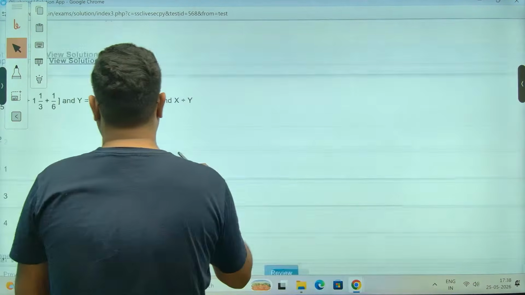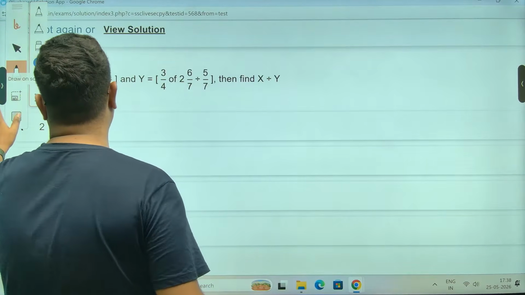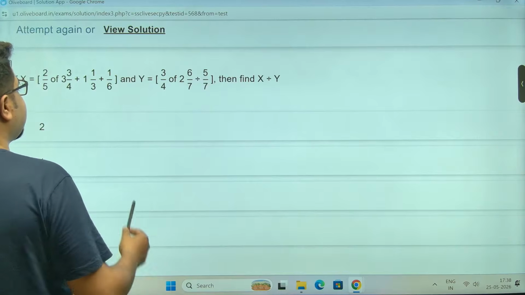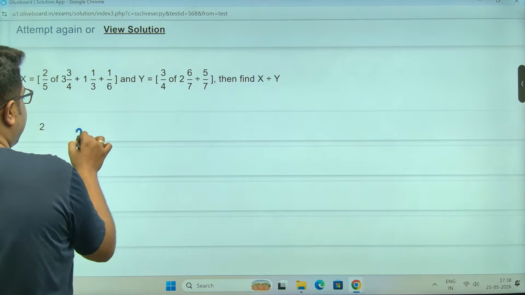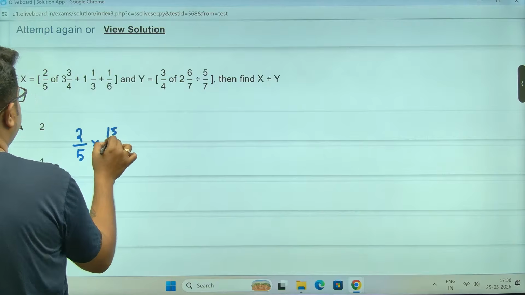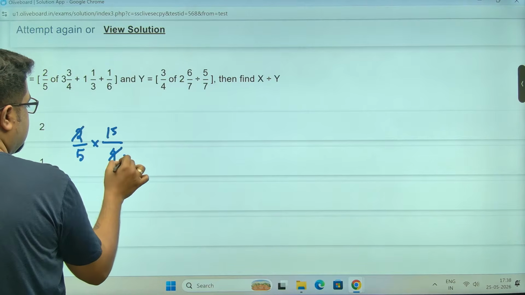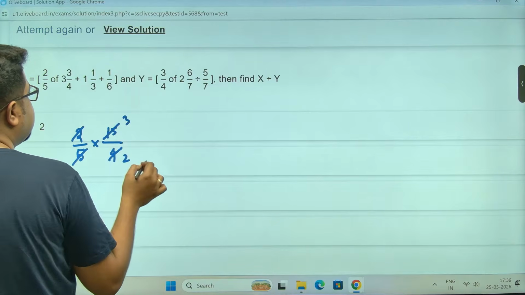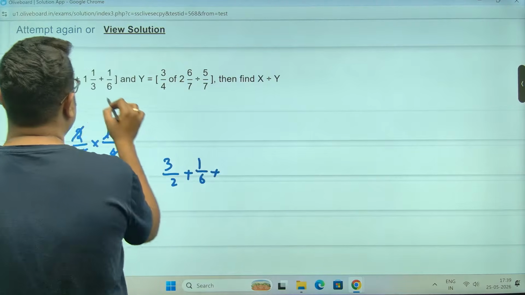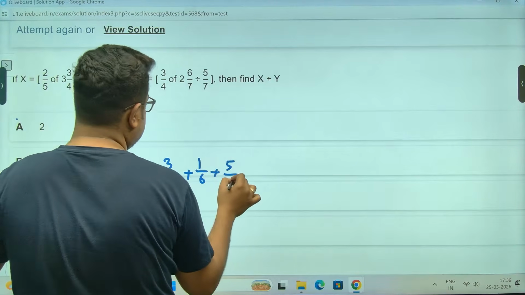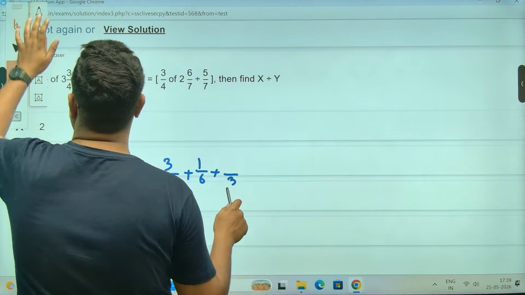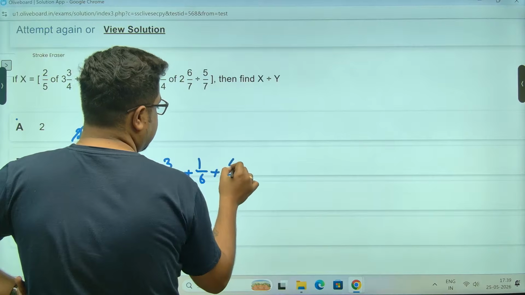Next one, sir. A simplification question. And you see, the last 3-4 questions were very easy, and the last question is simplification. Chalo, let's do it. 2 by 5 into 4 3s are 12, 15 by 4. So this is 3 by 2 plus 1 by 6 plus this is how much? 3, 4, 5, sir. Sorry, I made a mistake, sir. 4 by 3, sir.